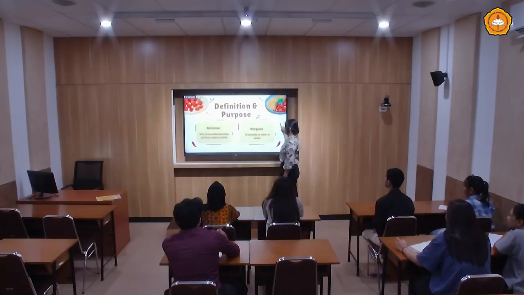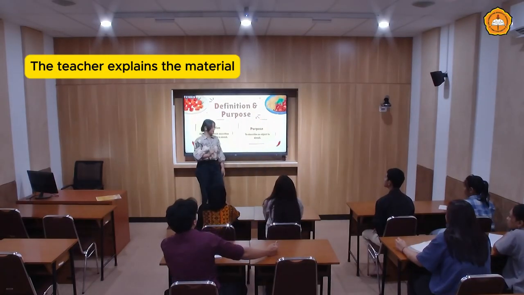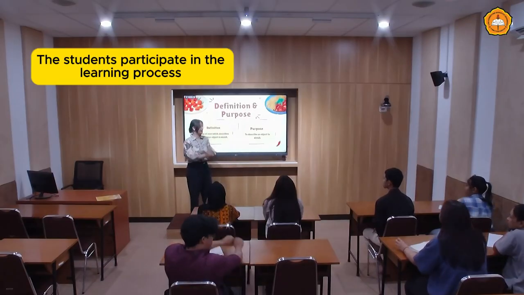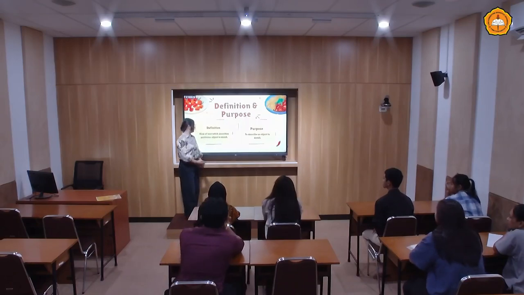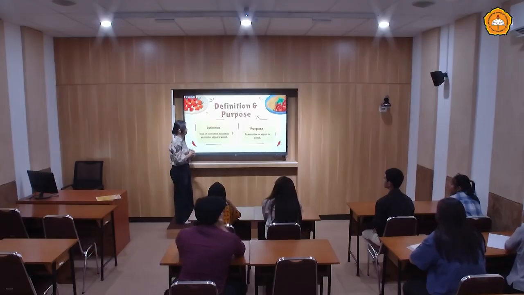So let's start with the definition and purpose. Can one of you help me to read the definition and purpose, please? Who wants to read? Okay, Media. The definition is a kind of text which describes a particular object in detail. And the purpose of descriptive text is to describe an object in detail.